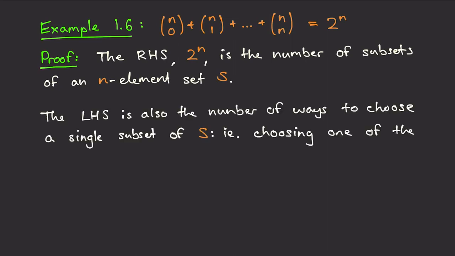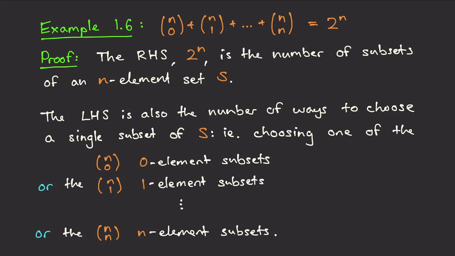Choosing a subset of S is the same as choosing either a 0-element subset, or a 1-element subset, and so on, or an n-element subset. We know that there are n choose 0 0-element subsets, n choose 1 1-element subsets, and so on. We're combining these choices using OR, so to figure out the number of possibilities, we simply add these numbers, n choose 0 plus n choose 1, and so on, up to n choose n. And that's a proof. The right-hand side is equal to the left-hand side because they both count the same thing, the number of subsets of an n-element set.